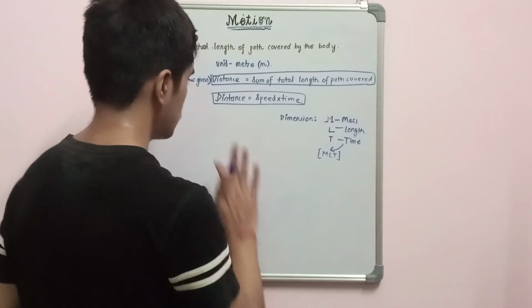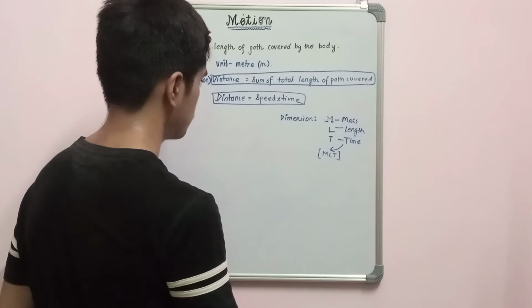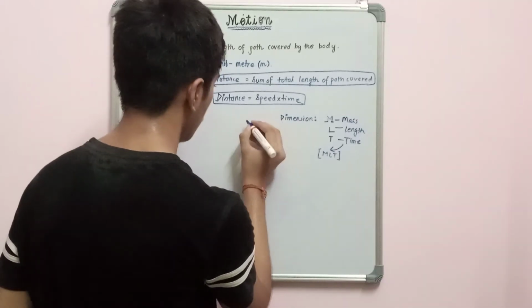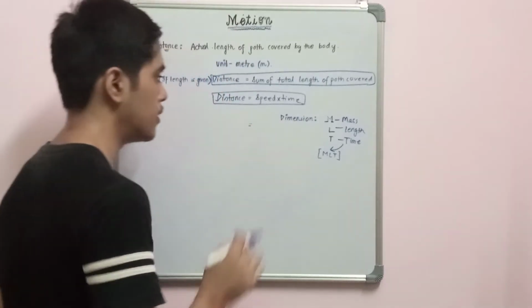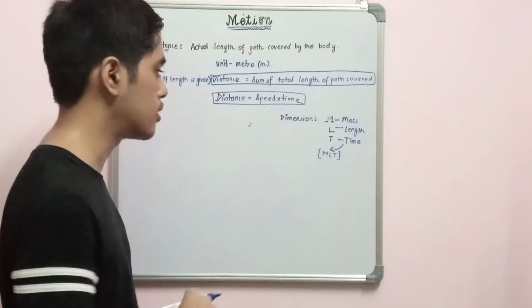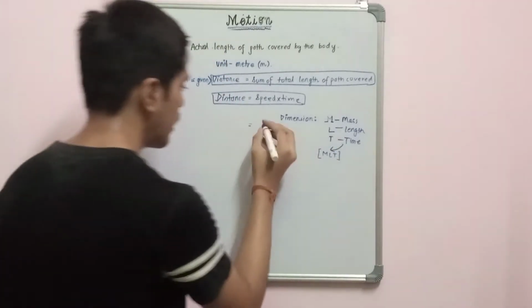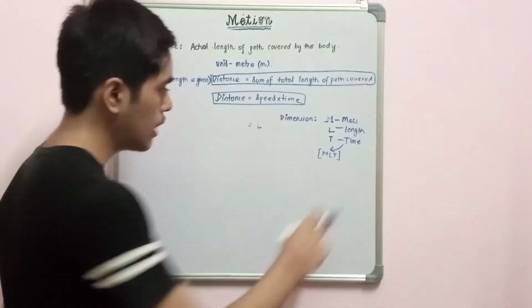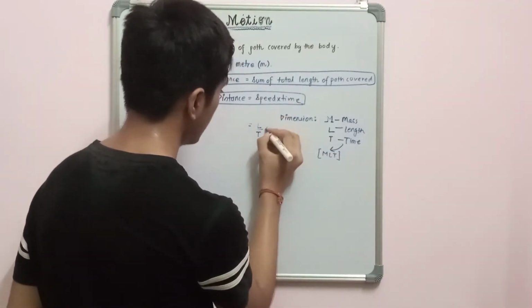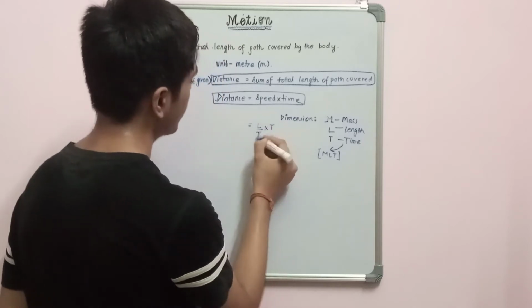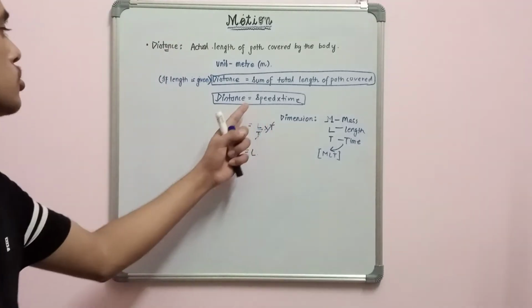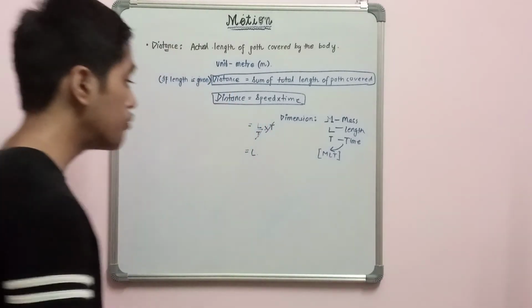Now just tell me one thing, what is the dimension of distance? We don't know yet. Speed, what is speed? Speed is distance upon time. What is distance? The actual length of the path covered by the body. So here you write L divided by time, and time is denoted by T. So L by T, and we know that this is also a time, so cancel it out. What we get is L. So L will be the dimension of distance. Now how will we write it?